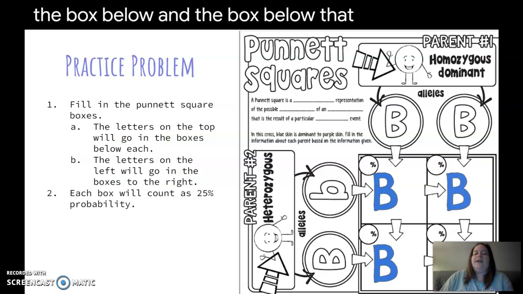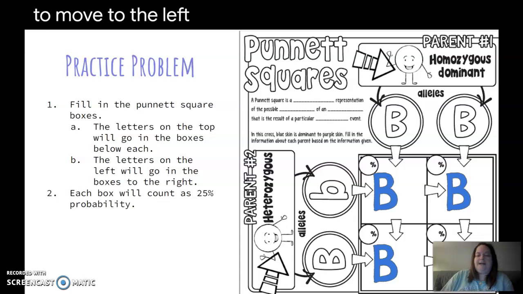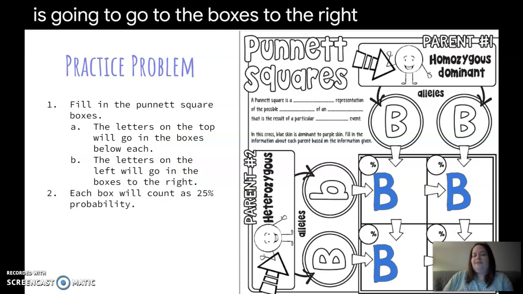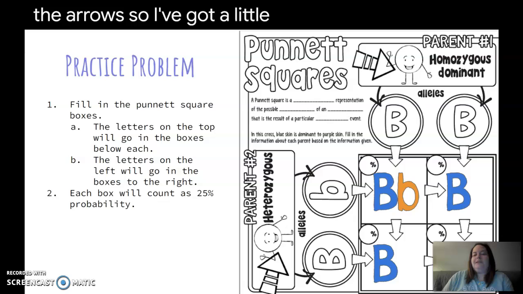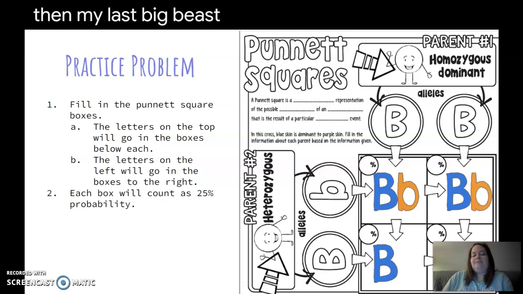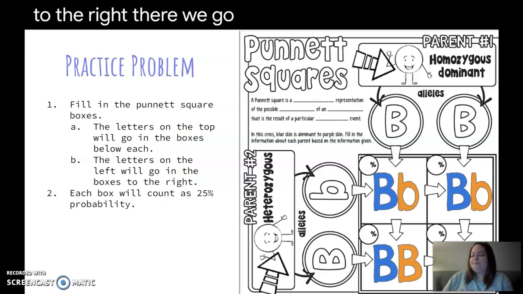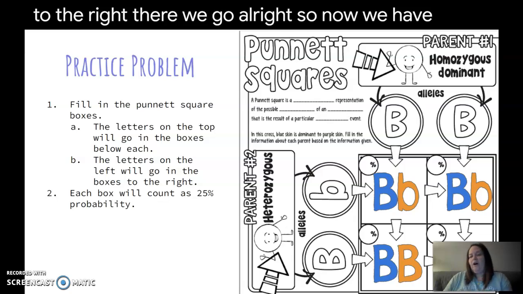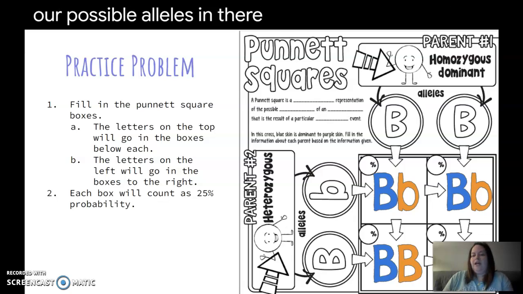Now I'm going to move to the left-hand side. My lowercase b there is going to go to the boxes to the right. Okay, follow the arrows. So I've got a little b there and a little b. And then my last big B, same thing. They're going to fill into the right. There we go. All right, so now we have all of our possible alleles in there.